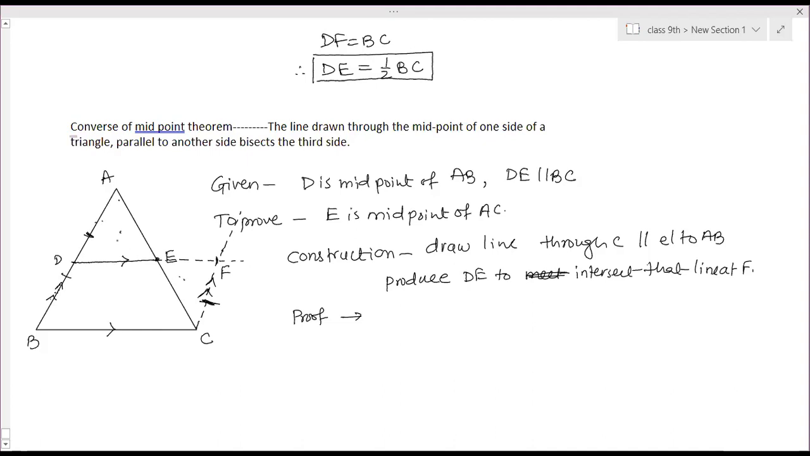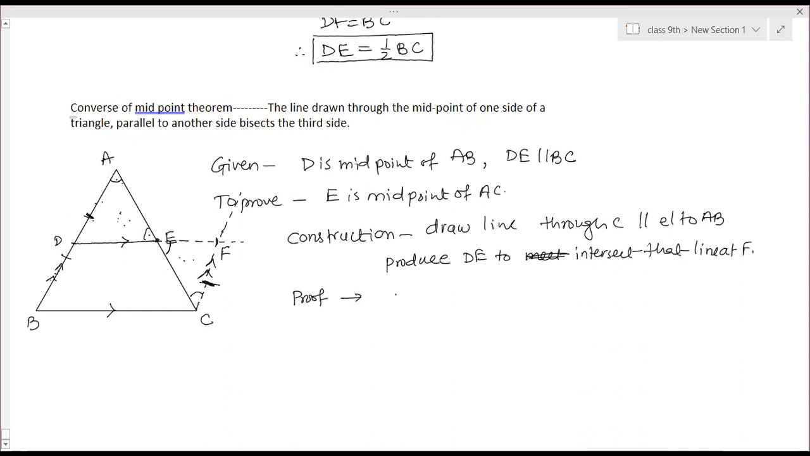Now take these two triangles for congruency. AD is equal to CF. Angle C is equal to angle E, alternate interior angles. And angle E is equal to angle E, vertically opposite angles. So these two triangles are congruent by AAS criteria. By AAS, these two triangles are congruent and therefore AE is equal to EC. And hence E is the midpoint of AC. Clear? Yes, ma'am.